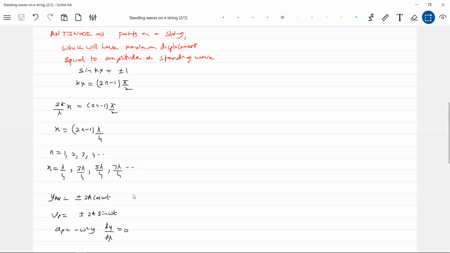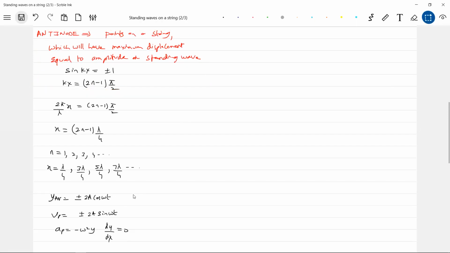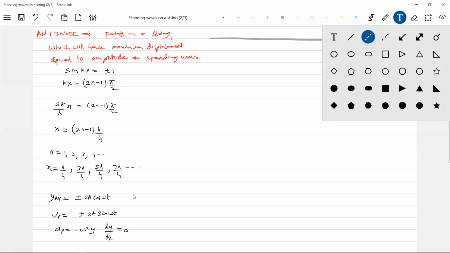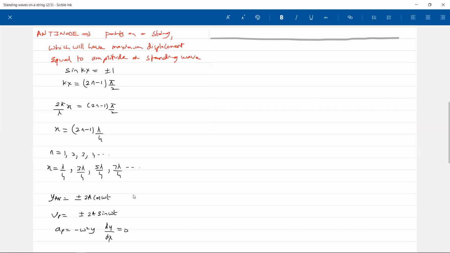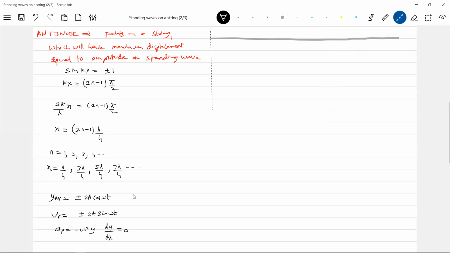So let's try to study the string, how it will be vibrating, how the points will be moving. So what information we have: node, antinode. Where they'll be located and how they'll be moving, that we'll try to learn. So let me take a rope. There's a string.